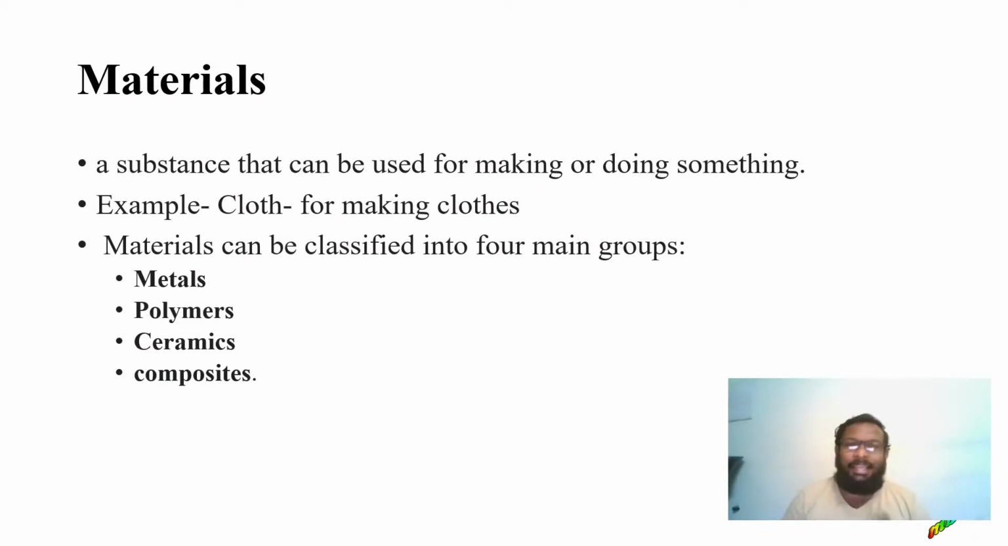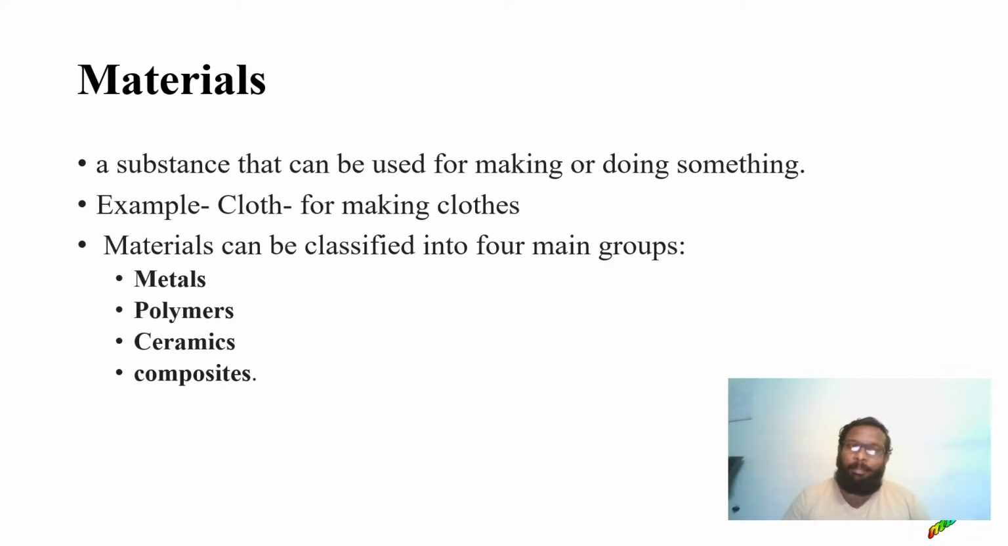So here, basically, the materials are defined as some substance. We may take any example, say for example cloth, or a piece of wood, or a piece of paper. So these all come under the category called material, which is used for making or doing something. So for example, by using the wooden piece, we can make a chair or we can make a stool. Like that we can use it for making some useful substance. So the materials are basically defined as a substance which is used to do or make something.